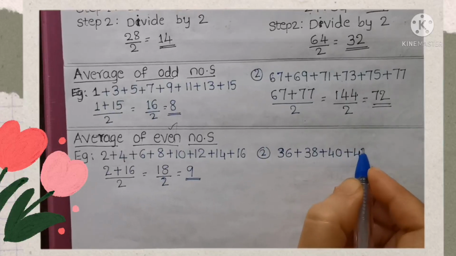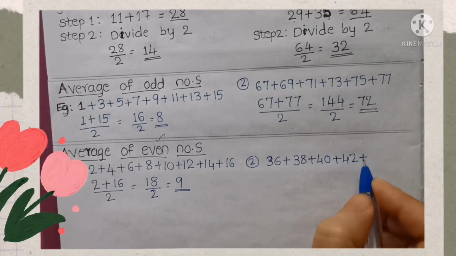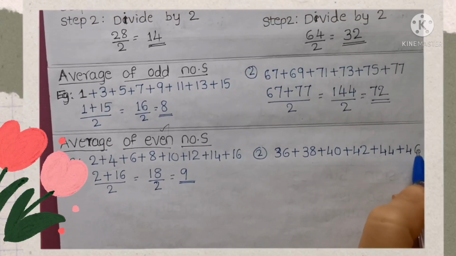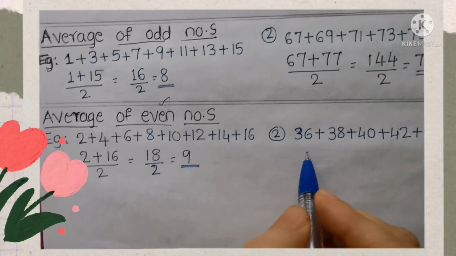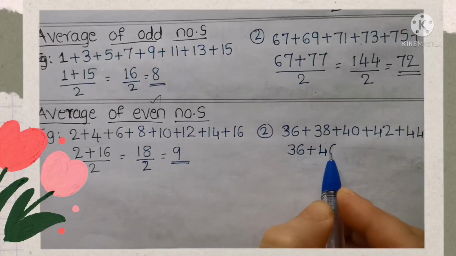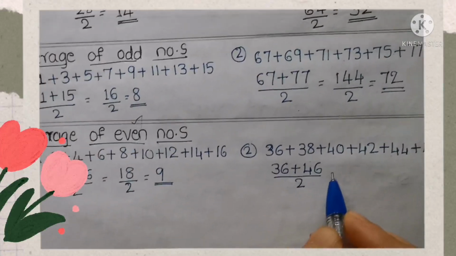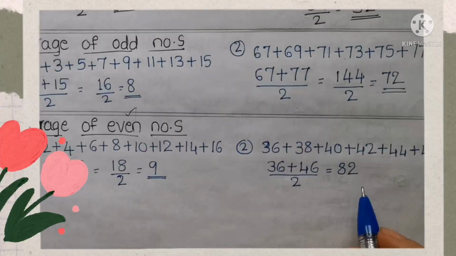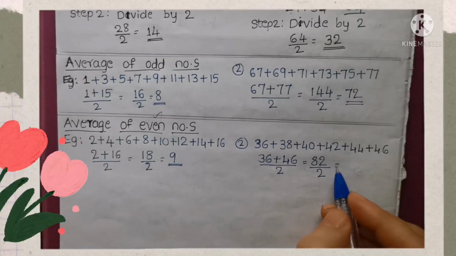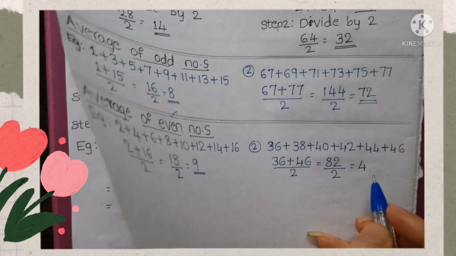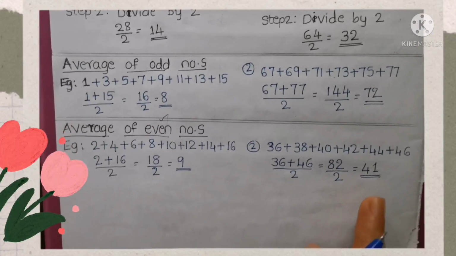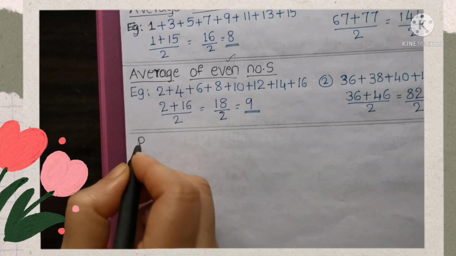Our next example is 36 plus 38 plus 40 plus 42 plus 44 plus 46. Our first step is that we have to add our first number, that is 36, with our last number, that is 46. Adding both the numbers, we get the answer 82. And then our second step is that we have to divide it by 2. So dividing 82 by 2, we get the final answer.